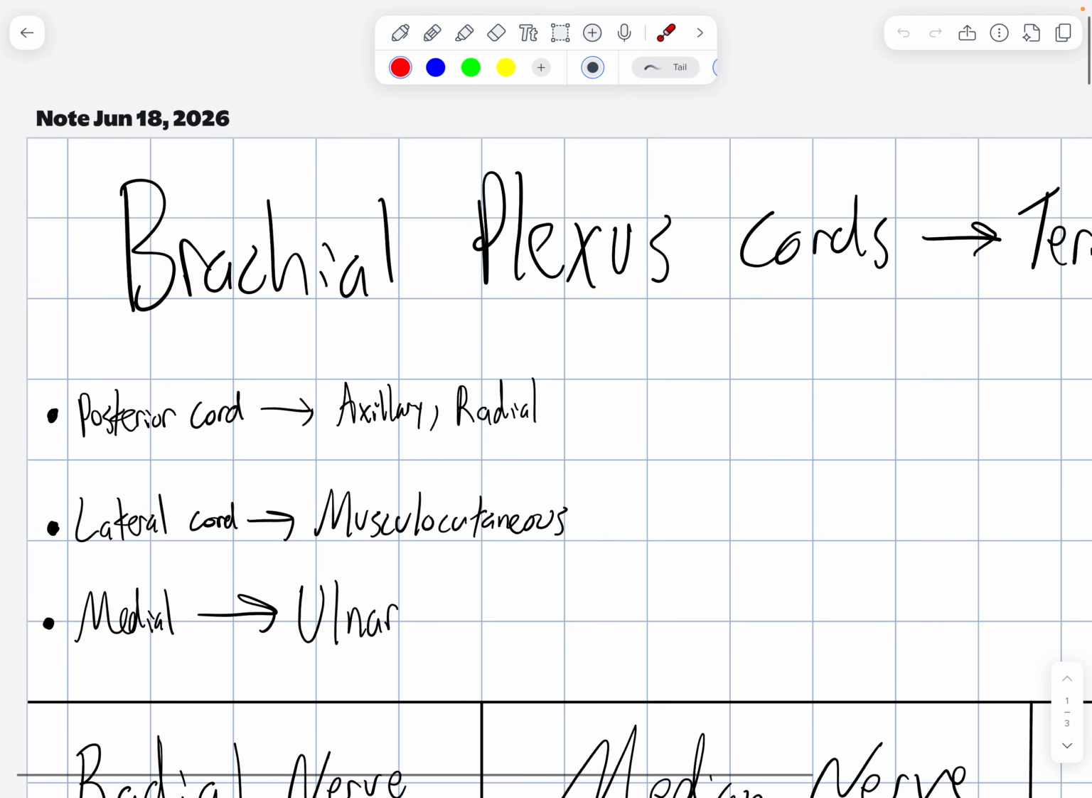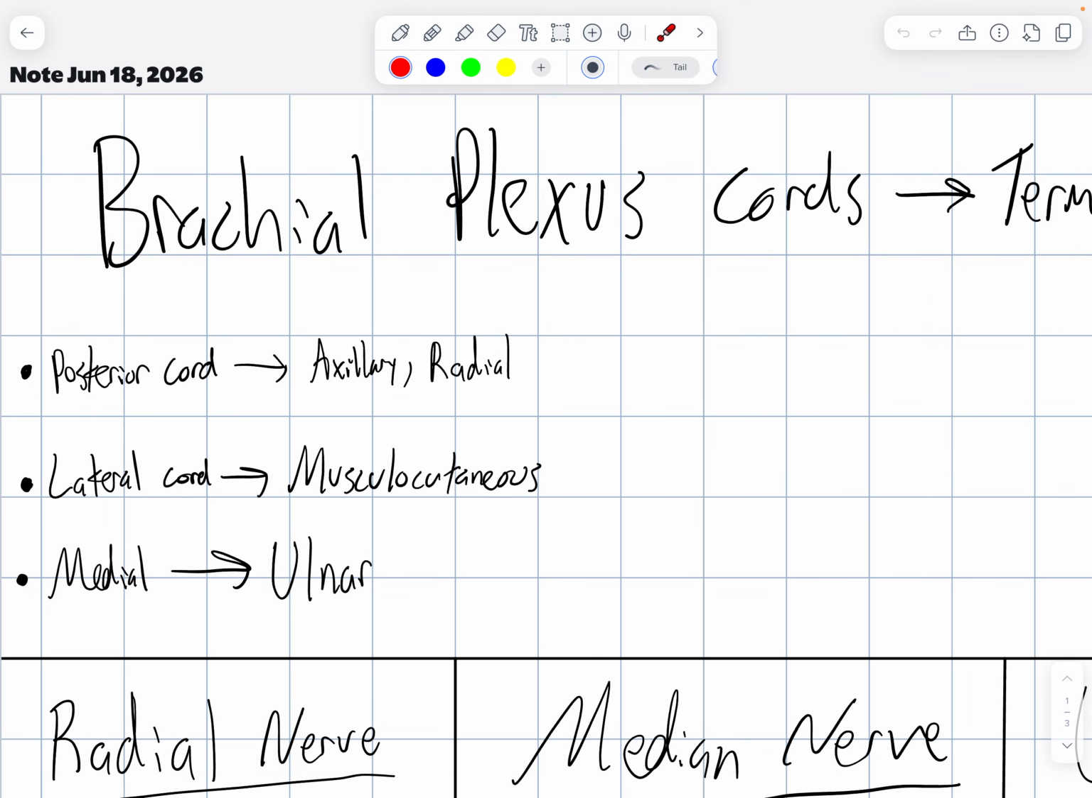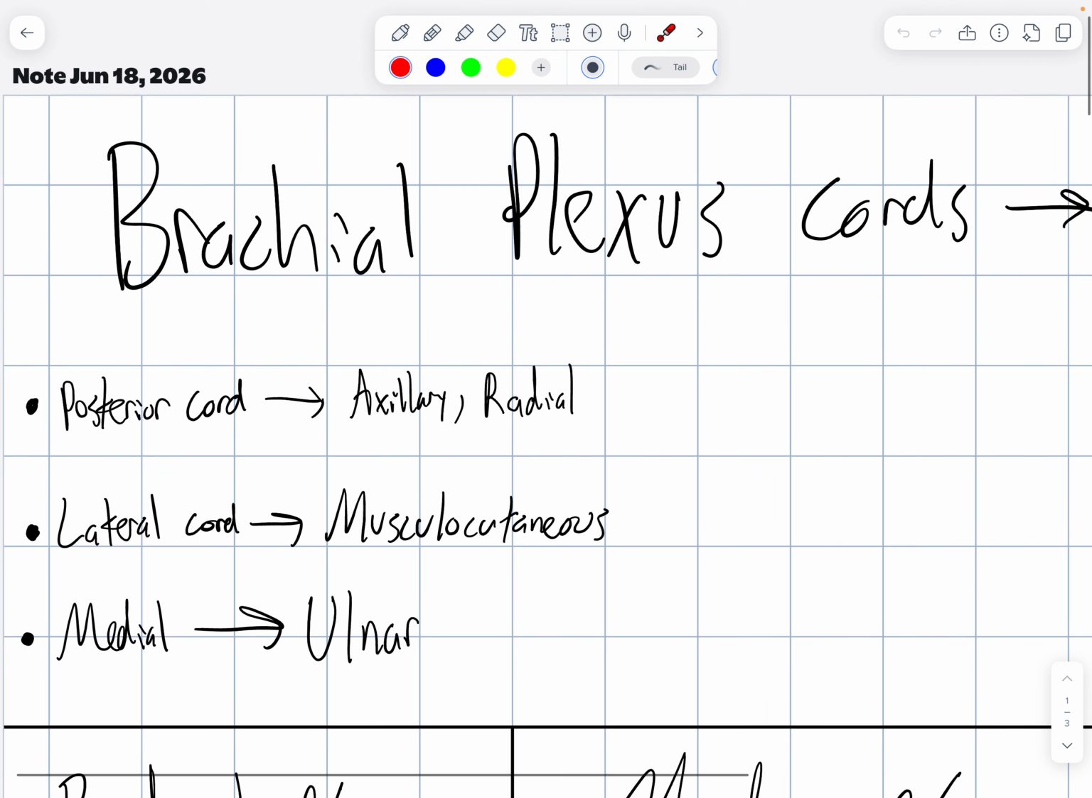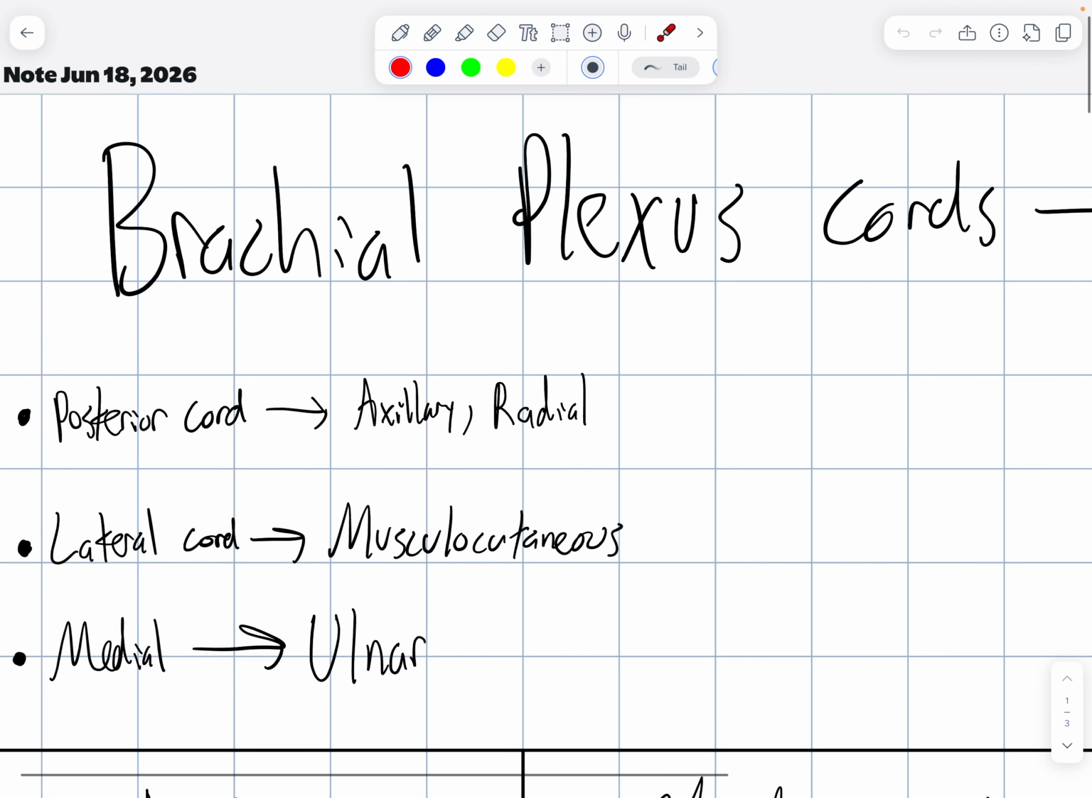Hey, today we're going to be talking about the brachial plexus cords and their terminal branches, and then we'll also talk about the upper body muscles and organizing them by nerve innervation. So first, we're going to focus on these cords. You just got to remember them straight up, unless you have a good mnemonic.